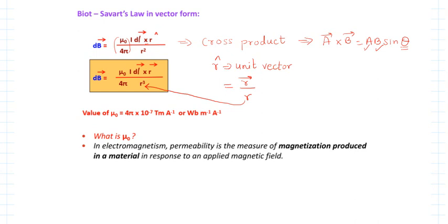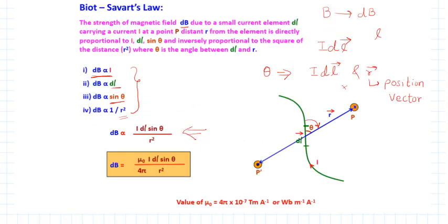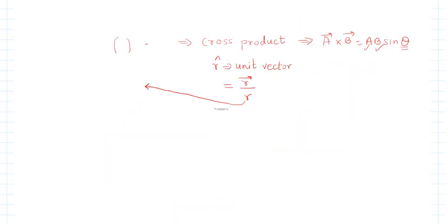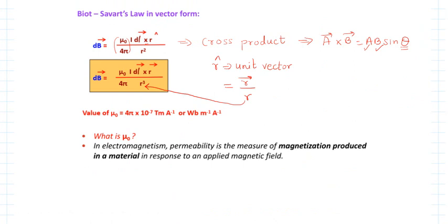But when you write down the magnitude, for magnitude you need to stick to this formula. dB is equal to mu naught I dl sine theta upon 4 pi r squared. Mostly while solving the numericals, you are going to use the magnitude formula.